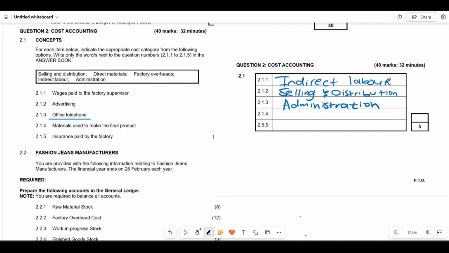Now, materials used to make the final products. These are direct materials, right? Which are the materials that we see on the final product. So this would be our direct materials.